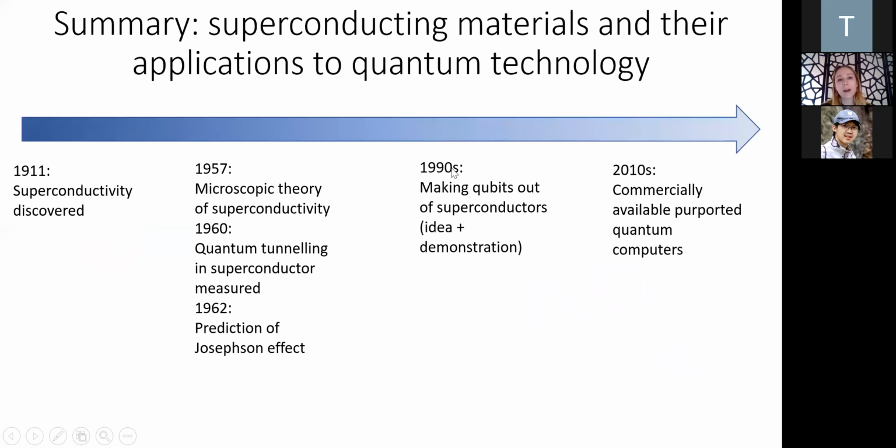Okay, so I want to close the discussion about superconductors we understand with a history lesson. Superconductivity was discovered in 1911. It was discovered in mercury, and it was not fully understood until 1957.